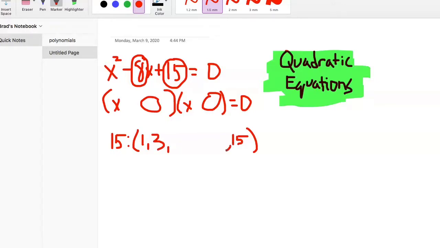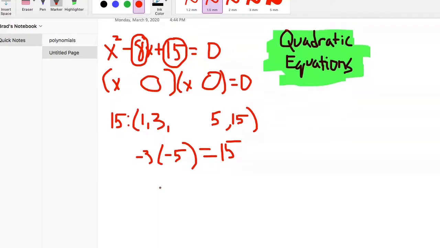3 and 5. So 3 times 5 is 15, right? And what if it was negative 3 times negative 5? That equals 15, right? Two negatives multiplied together equal a positive. And negative 3 plus negative 5 equals negative 8. What do you know? Okay, so let's fix this thing.